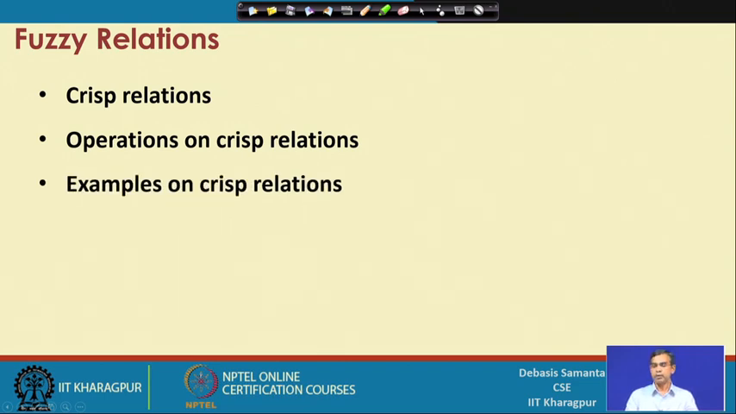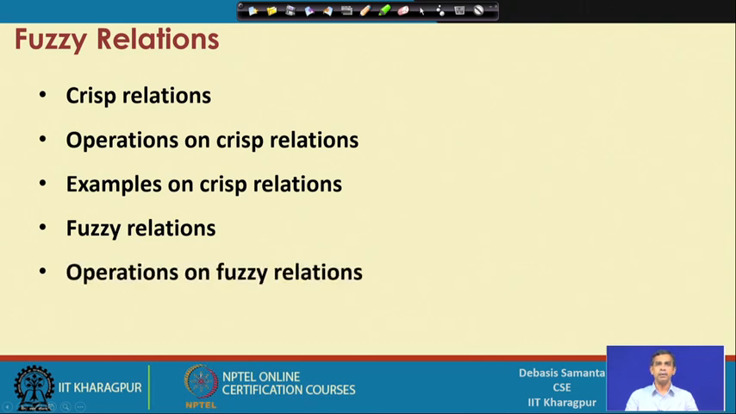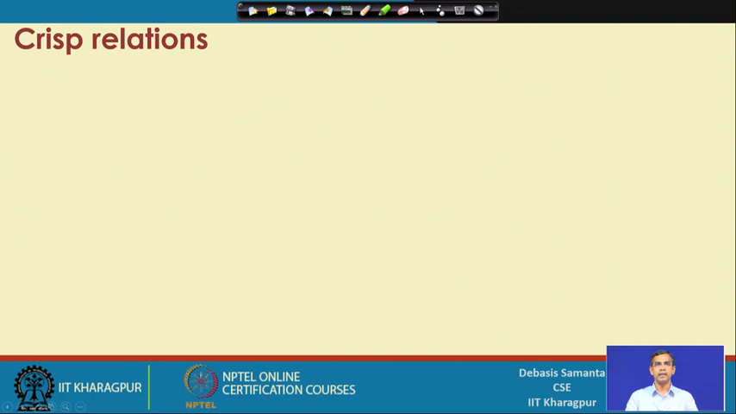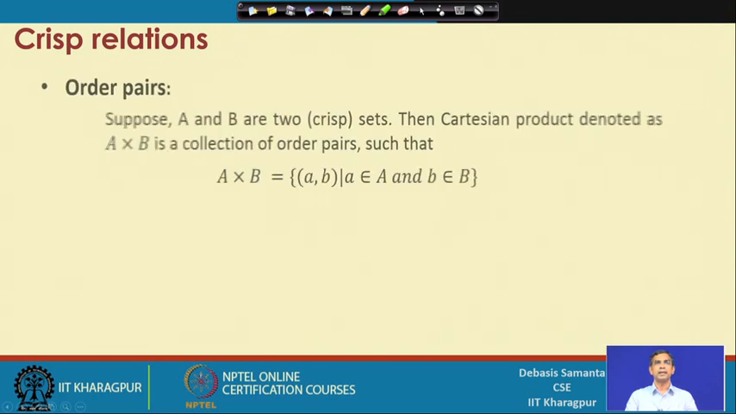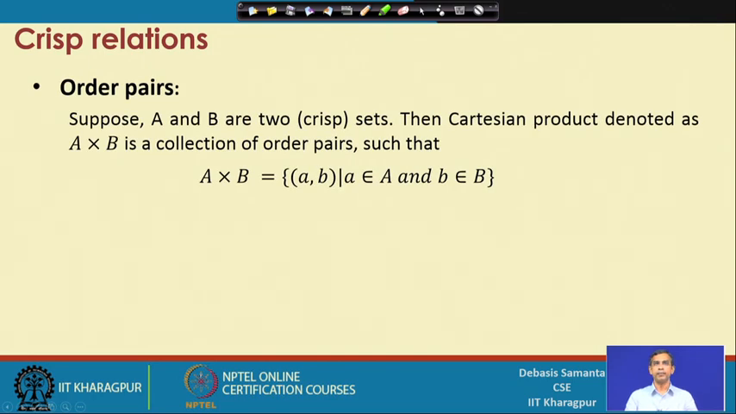Some examples also will be considered in order to understand the Crisp relation, and then we will be in a position to know fuzzy relation, the operations possible on fuzzy relation, and finally, we will clear our idea with some examples. So, these are the topics that we are going to cover in this lecture. So, let us first discuss the Crisp relation.